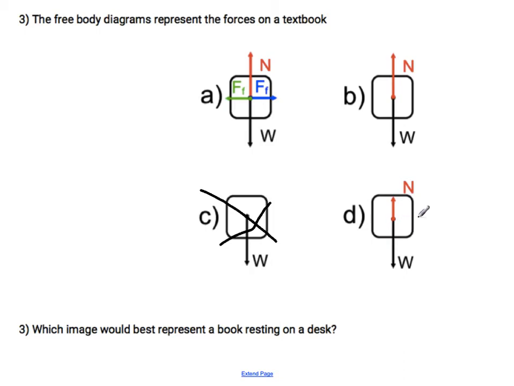D, again, has a bigger net force down. If you look at N and W, there is a bigger W than there is an N. So we're going to get a net force down. That would be accelerating through the desk. That can't be true.